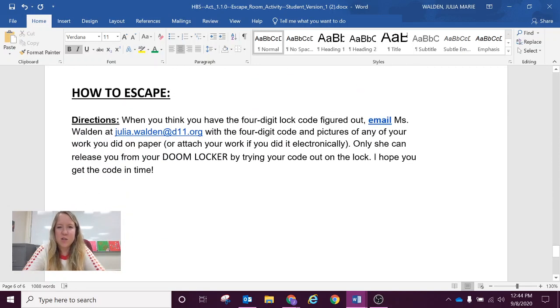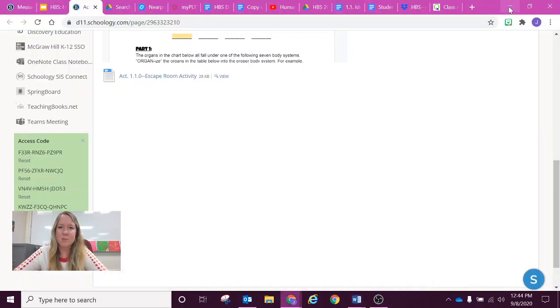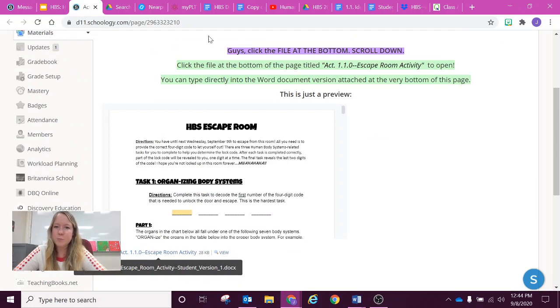When you've got that, shoot me an email with your code, but also with your work, because if you even make the tiniest mistake, your code is going to be off. And I would rather give you specific feedback like, oh, you need to do this and check this answer again, rather than just saying, I don't know, your code's not right. So make sure you send me your work as well.